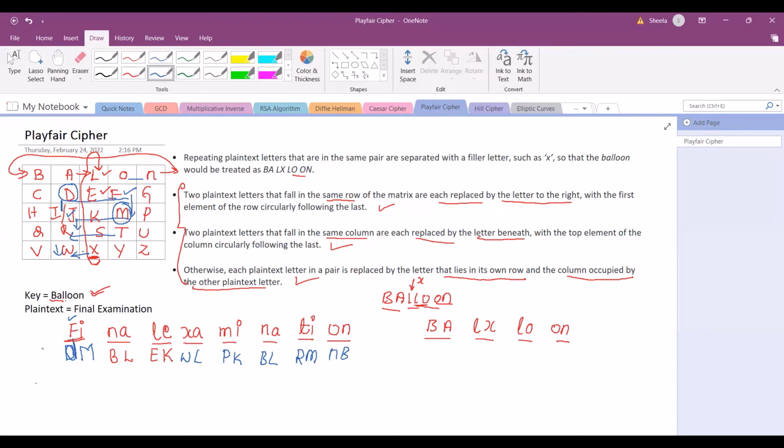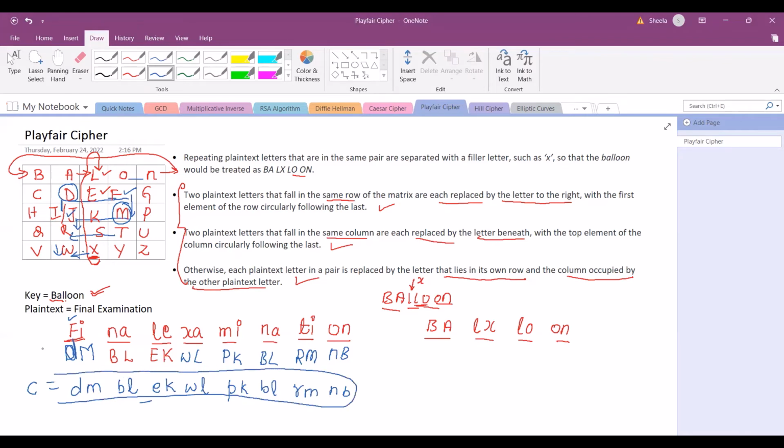So here the complete ciphertext will be equal to D, M, B, L, E, K, W, L, P, K, B, L, R, M, N, B. This is how we can get the ciphertext using Playfair cipher. Okay. Then how to decrypt.